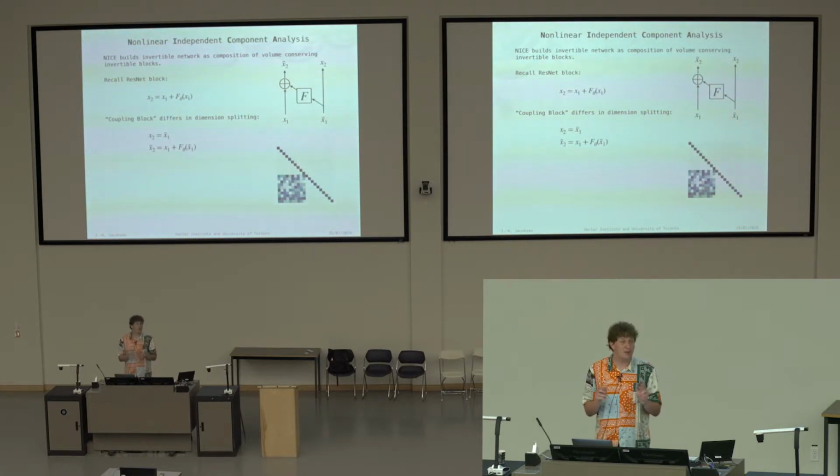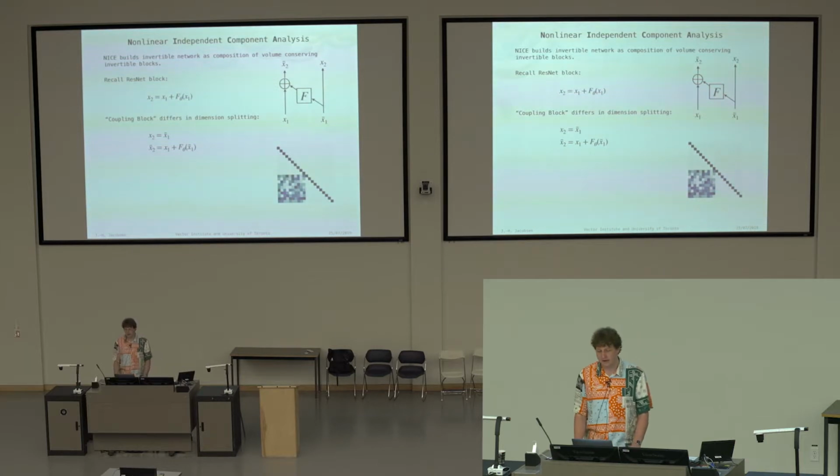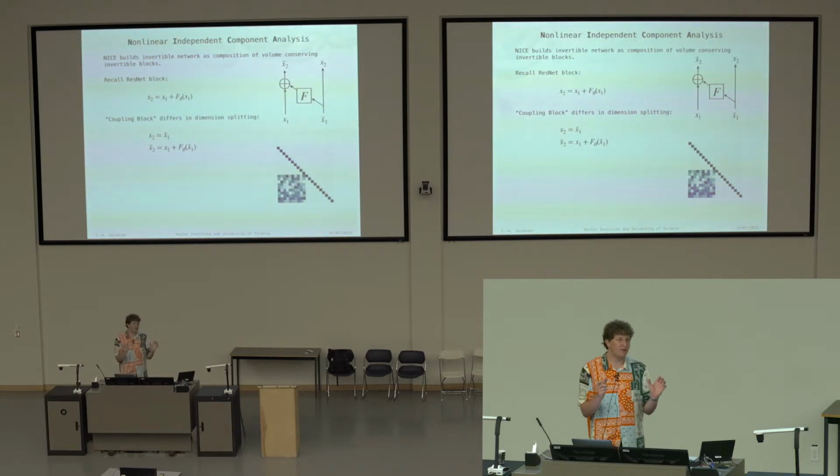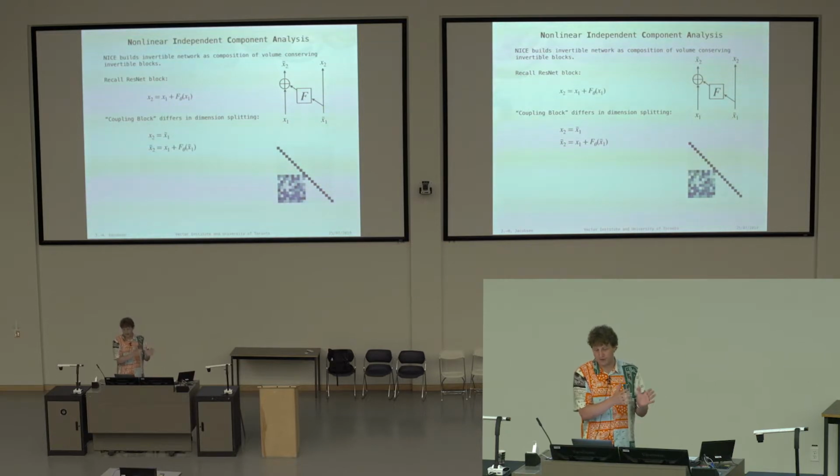The so-called coupling block, which is how the reversible ResNet blocks are called in NICE, differs in a dimension splitting scheme. Instead of having x1 plus f of x1, we now split x1 into two parts. It could be, for instance, splitting it along the channels. So we say the first half of the channels is our x1 tilde, and the second half of the channels is our x1.